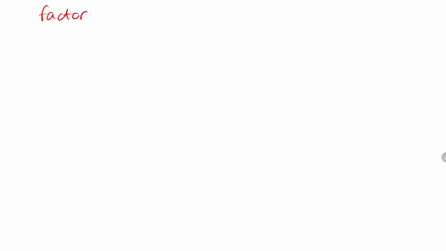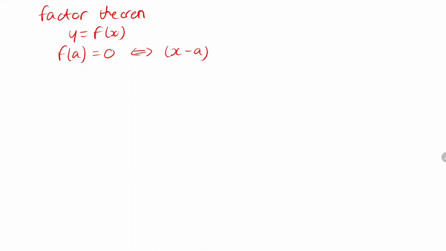So the factor theorem is used if we have a function, say y equals f of x, and we want to decide if we have any factors of such a thing. If we substitute some number in, let's call it a, and find f of a, and that gives us the value of 0, that implies that we can deduce that x minus a is a factor of the original function.